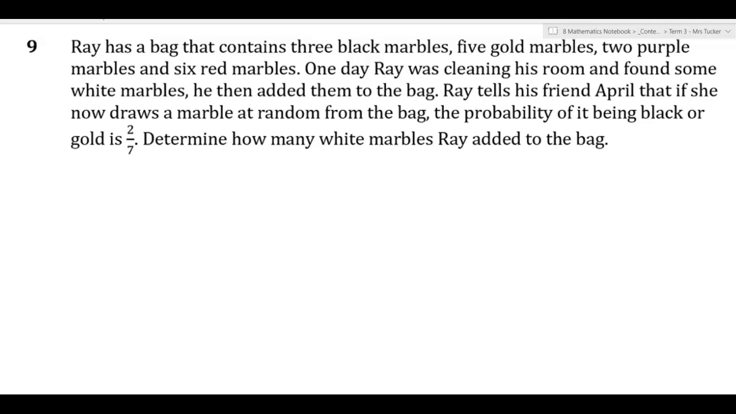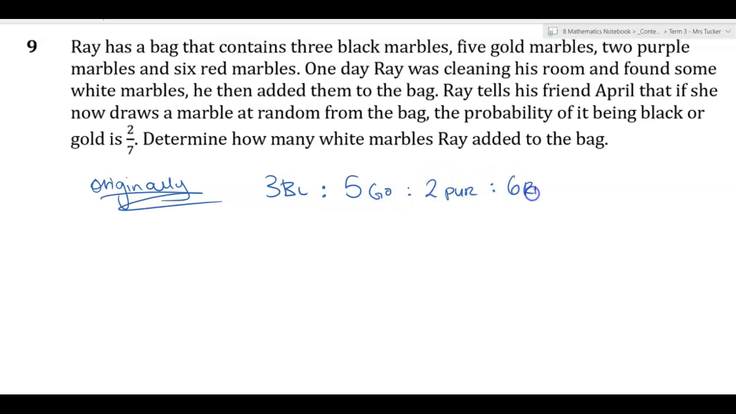Ray has a bag of marbles. Now, originally, let's write this. Originally, we had 3 black marbles. We had 5 gold marbles. We had 2 purple marbles. We had 6 red marbles. And then how many white marbles were there at the start? None. No white marbles initially. One day he was cleaning his room and he found some white marbles and he added them to the bag.